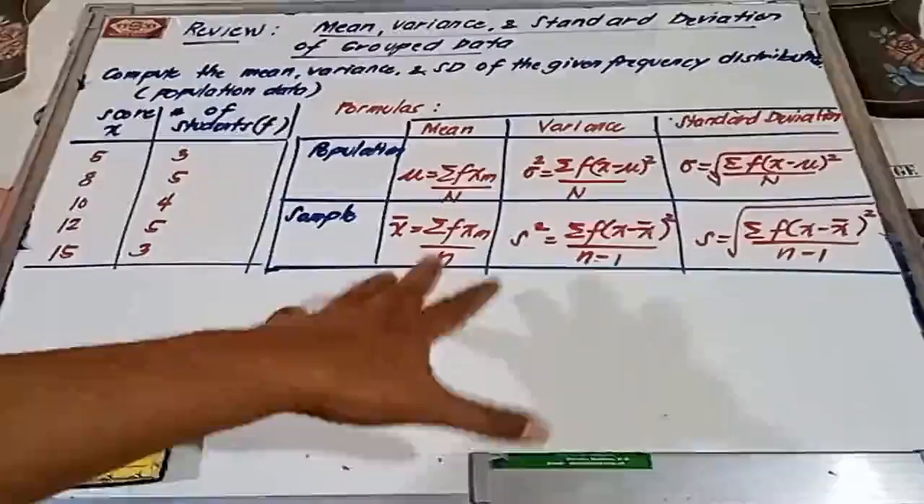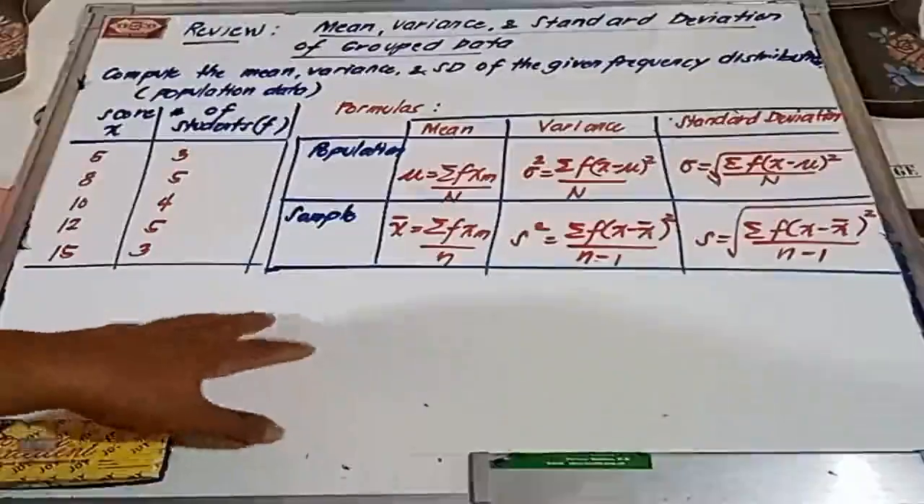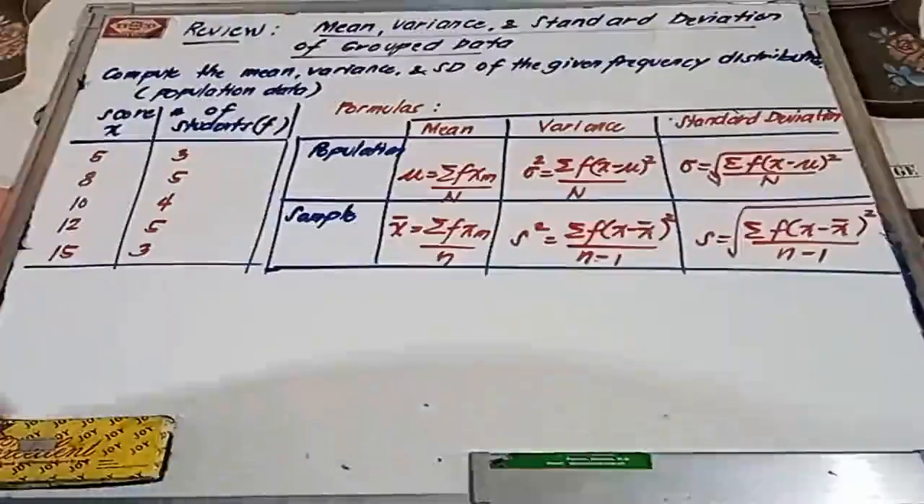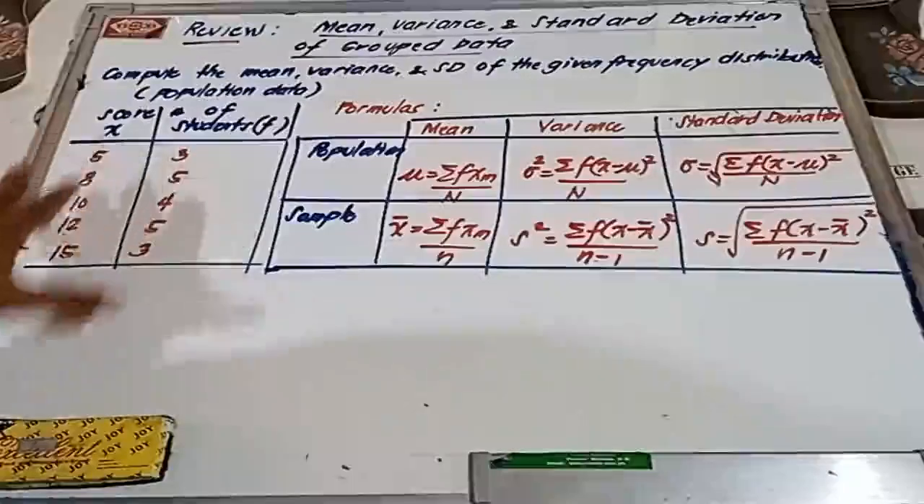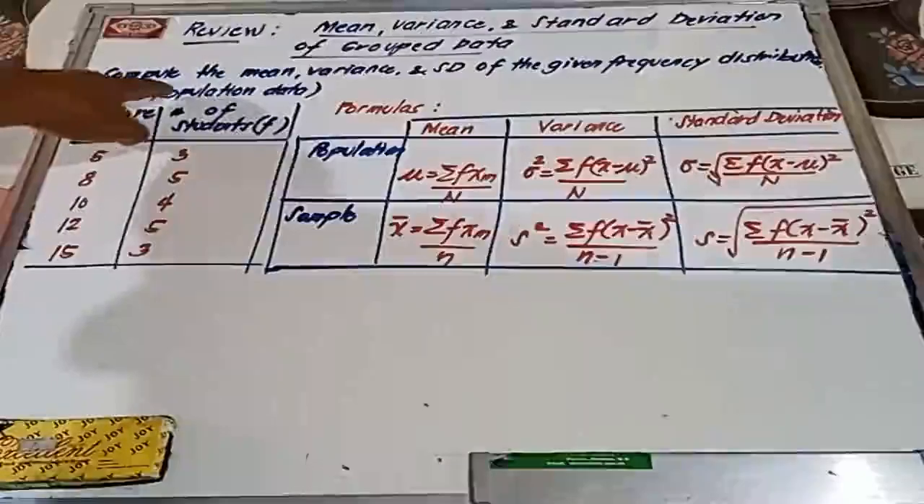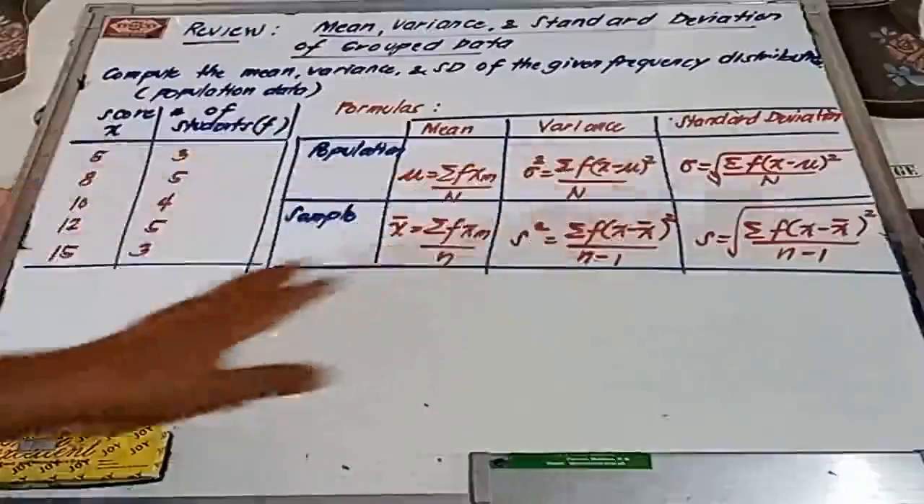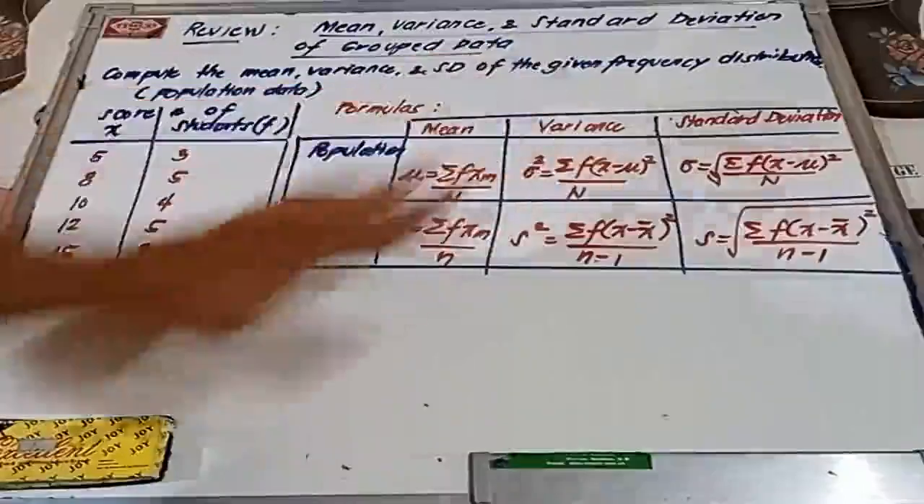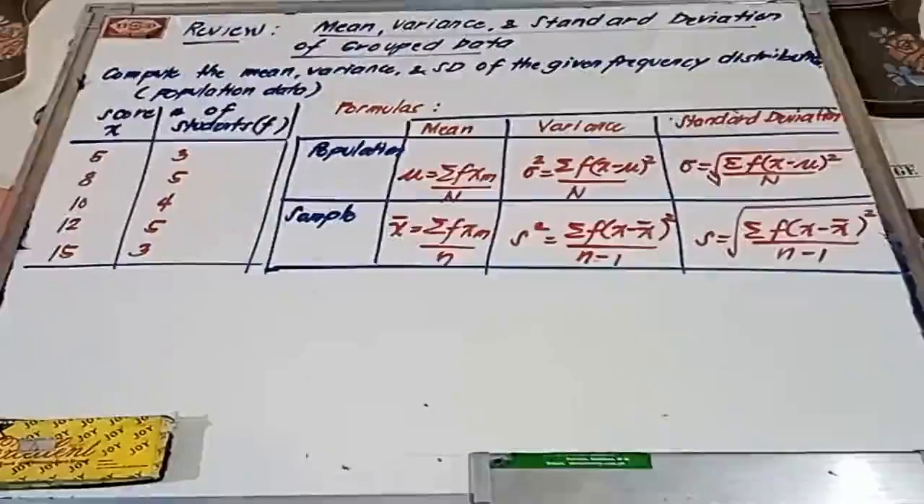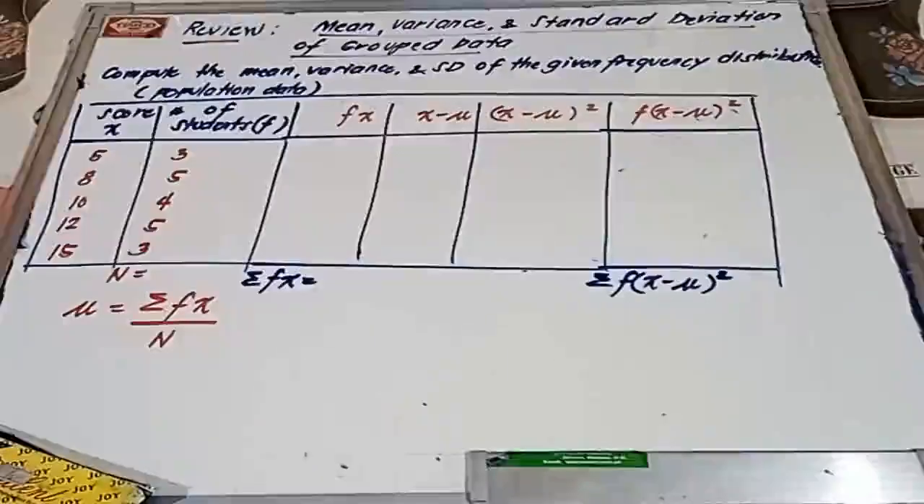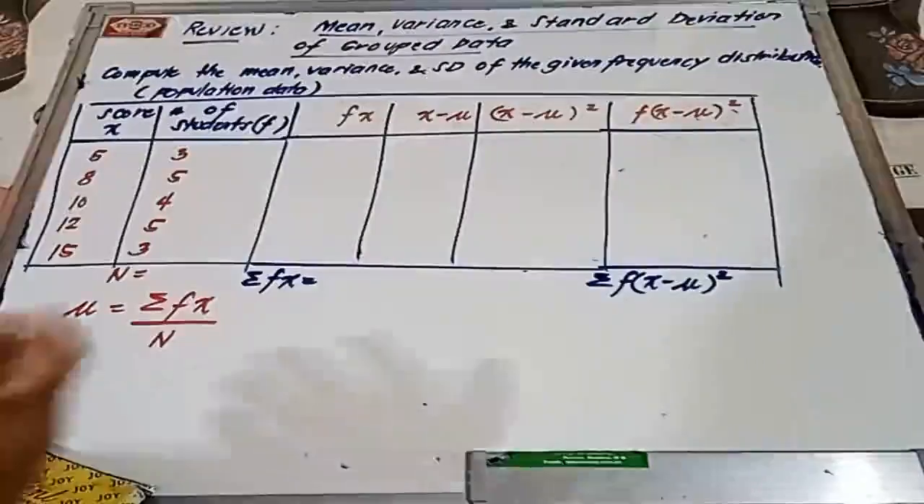Okay? So, these are the formulas that we're going to use to determine the mean, variance, and standard deviation for this frequency distribution. Take note, we have a population data. Therefore, for the mean, variance, and standard deviation, we're going to use these 3 formulas. Okay? So again, we're going to compute for the mean, variance, and standard deviation of a given frequency distribution. And first thing that we're going to do is to determine the mean, the population mean of this data.